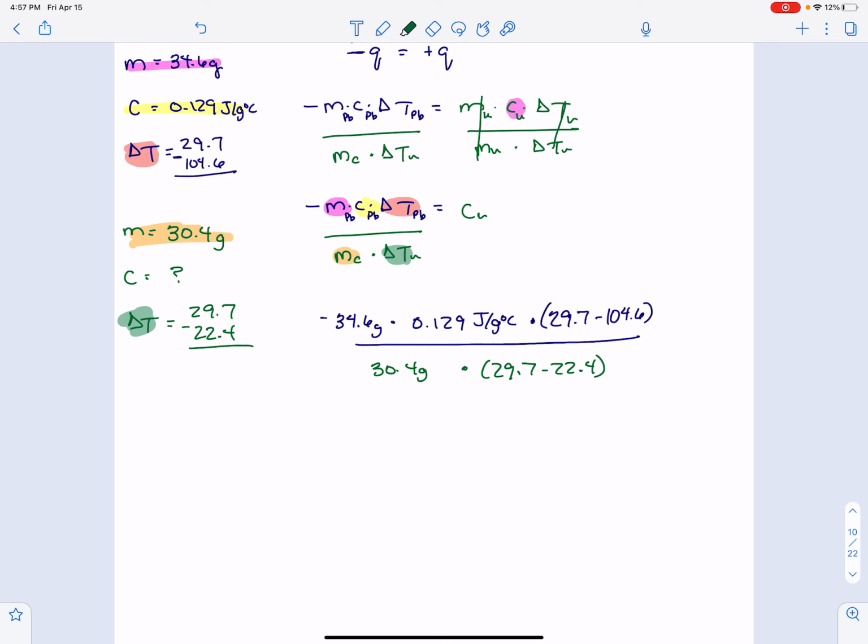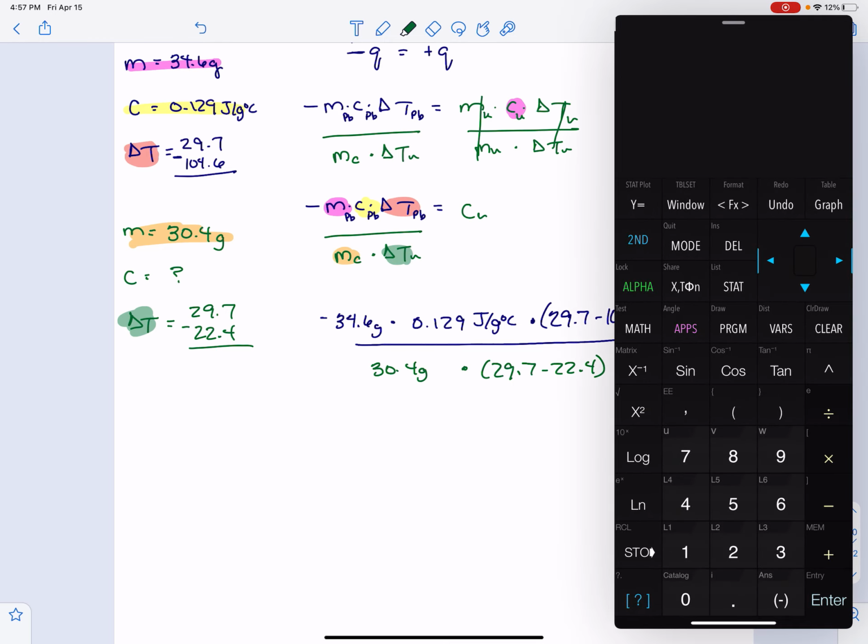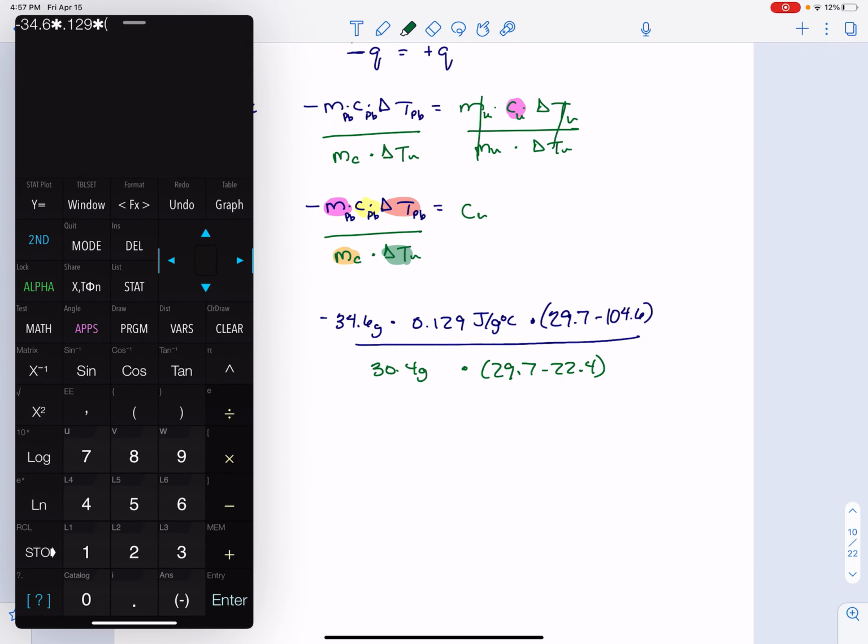I'm just going to put in my calculator. Negative 34.6 times 0.129 times parentheses. I'll scooch it over so I can see it all. 29.7 minus 104.6. Make sure you get that in there correctly and you don't do 104.6 minus 29.7 because you'll end up with a negative term.